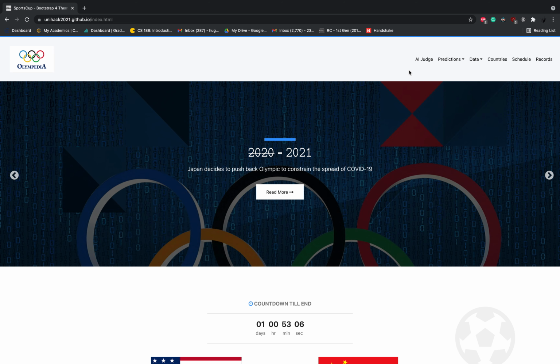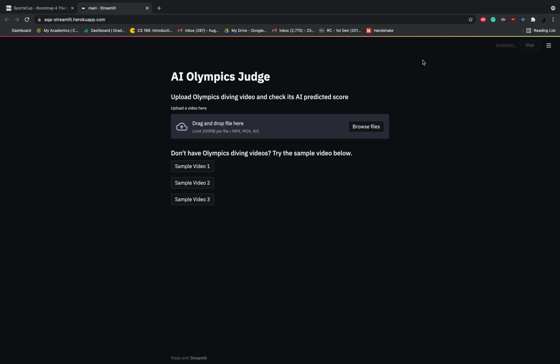So we can move on to module number 2, which is our AI judge for diving. And this is a page where you could upload a diving video to be judged by a machine learning model called the Action Quality Assessment.